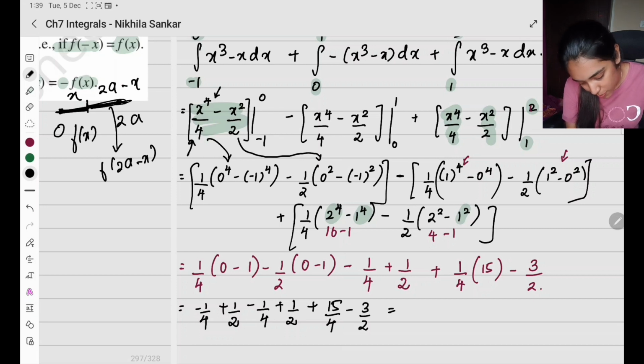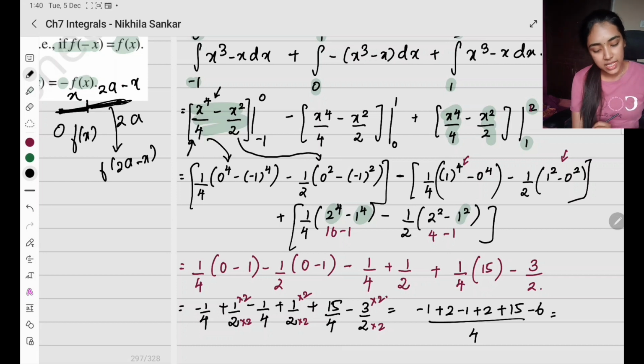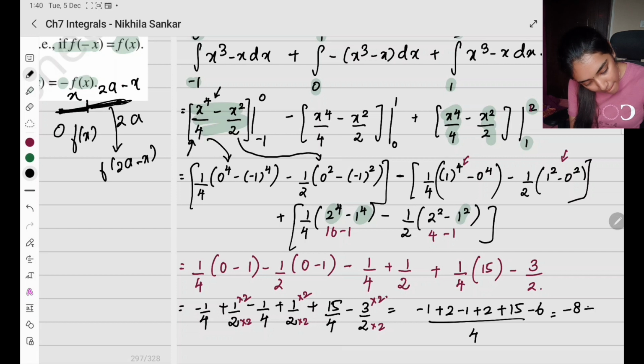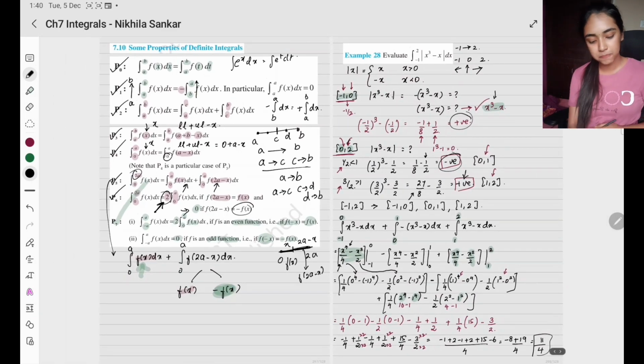So my LCM is going to be 4. So I can multiply wherever I have a 2 with into 2, so into 2 and also here. So when I do that, I have minus 1 plus 2 minus 1 plus 2 plus 15 minus 6 divided by 4. So when I add these, I have minus 1 minus 1 minus 6, which is going to be minus 8, plus 2 plus 2 plus 15 is going to be 15, 16, 17, 18, 19 divided by 4. So 19 minus 8 is going to be 11. So 11 divided by 4. So this is my final answer. Okay. Please copy.